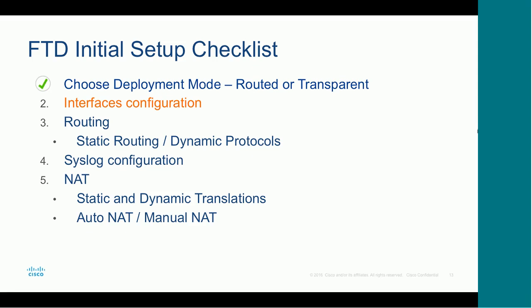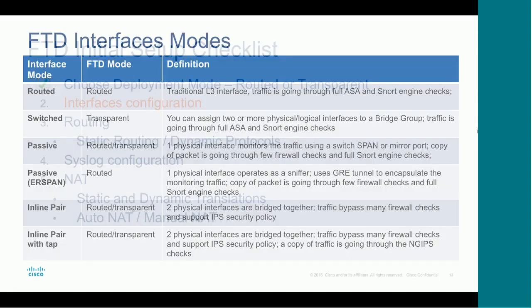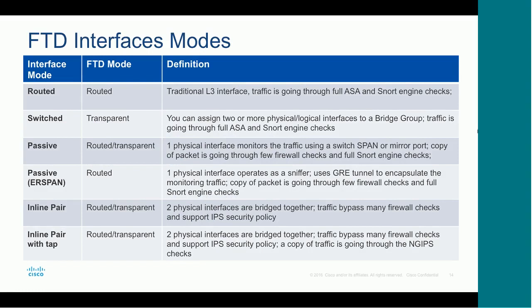Now let's discuss interfaces configuration. On Firepower Threat Defense, we have 6 interface modes, which are routed, switched, passive, passive ERSPAN, inline pair, and inline pair with stub. The first 2 interface modes derive from the classic ASA firewall, while the next 4 came from classic Firepower IPS. Routed interface is a traditional layer 3 firewall deployment where traffic is going through full ASA and Snort engine checks.